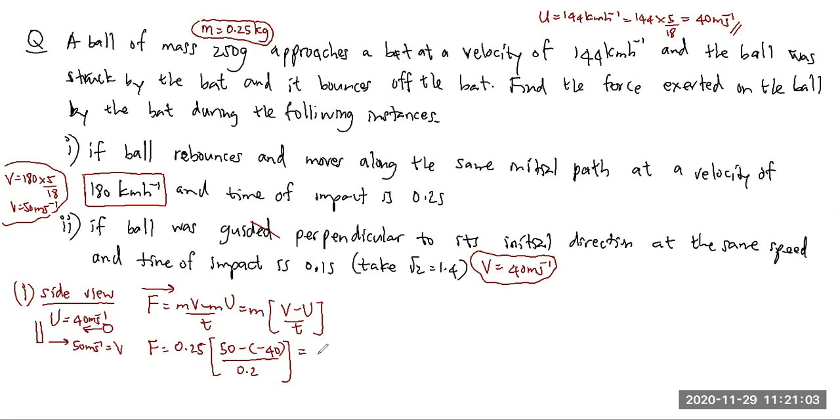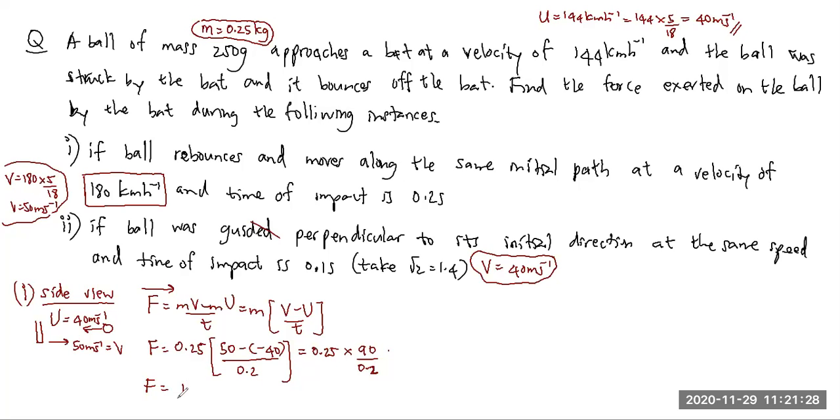Okay, so we have to be a little careful there. 0.25 into 90 by 0.2. 90 by 0.2, all right, so that can be written as, how do you finish it off? 900 by 2. 900 by 2. So that is 250. So F is equal to, now I don't like keeping things in decimals.